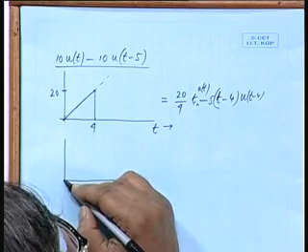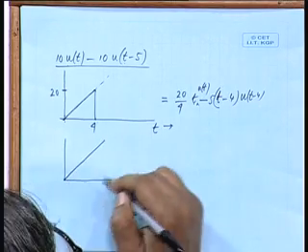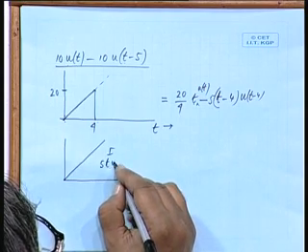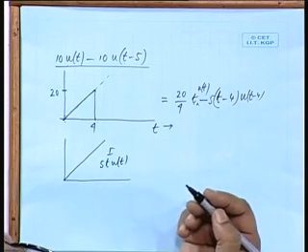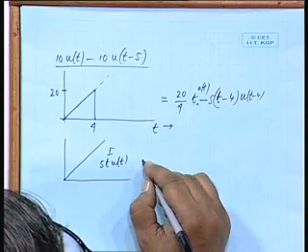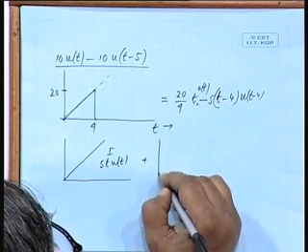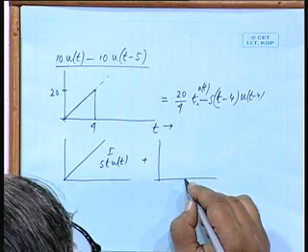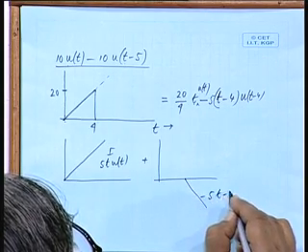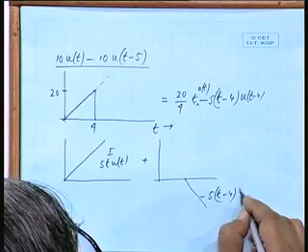20 by 4, that is 5t. This is the first one, 5t u(t), or 5 into r(t), somebody may write 5 into r(t) ramp, plus minus 5(t minus 4) u(t minus 4).